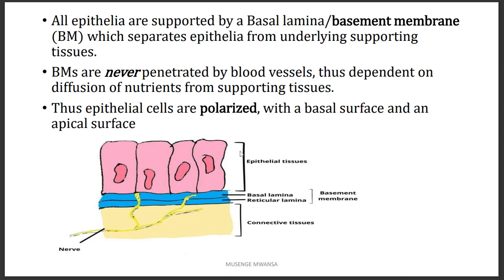The epithelial tissue is also said to be polarized, meaning that it has got two poles. You have got the upper part, which is called the apical part, and then you have got the down part, which is called the basal part. Just like when we say a magnet has poles, meaning that it has got two parts, the north and the south. So same with this one. All right.